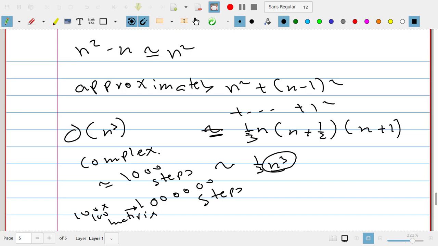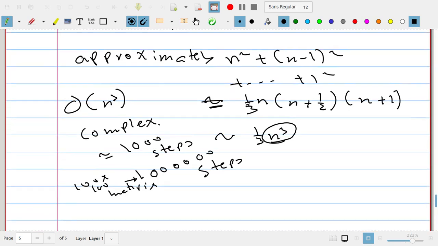Of course, these are order of magnitude calculations. These aren't exact calculations. So what we need to do is reduce the number of steps, especially if our matrix is sparse, meaning our matrix has many zeros in the columns below.